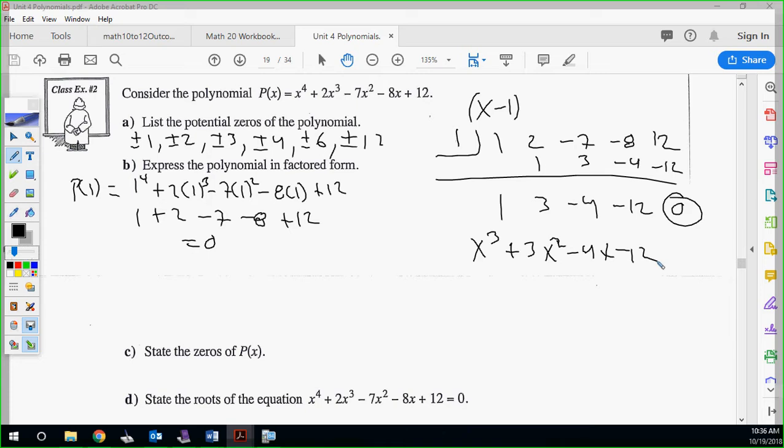Okay, so we can try -1 if we want. We could try 2. We could try whatever. Just for the sake of the video, the next one they tried is one that works. That's not always going to happen, though. But if we try 2, because 2 is the one they wanted me to try, so P of 2.